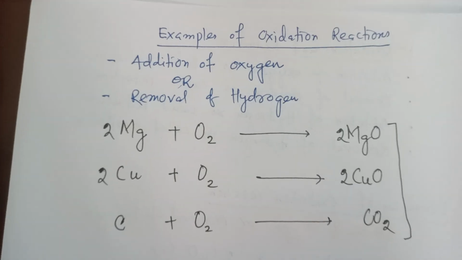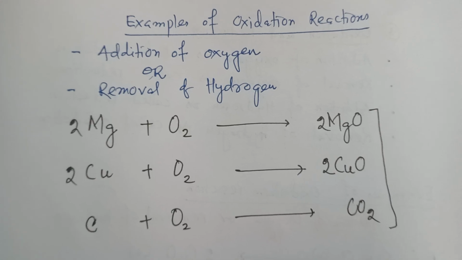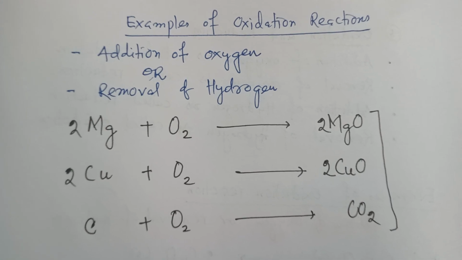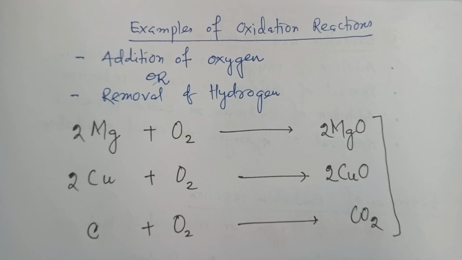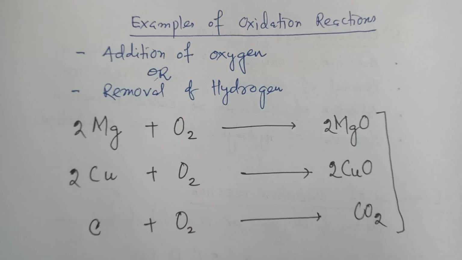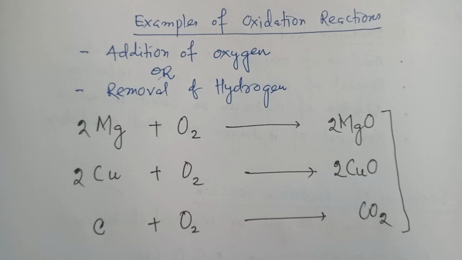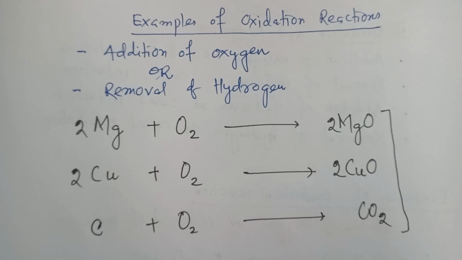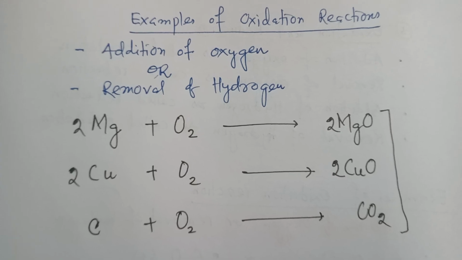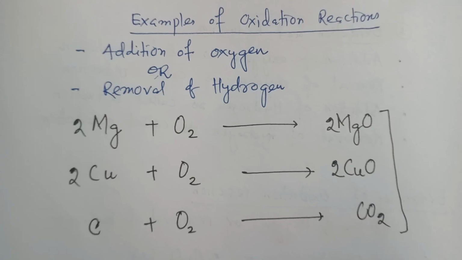We shall go for some reactions in which oxygen is added. See, in the first reaction, magnesium to which oxygen is added and magnesium oxide is formed. In the second reaction, to copper, oxygen is added and copper oxide is formed. In the third reaction, carbon is burnt in the presence of oxygen to form carbon dioxide. Here also oxygen is added and the reaction is called oxidation reaction.